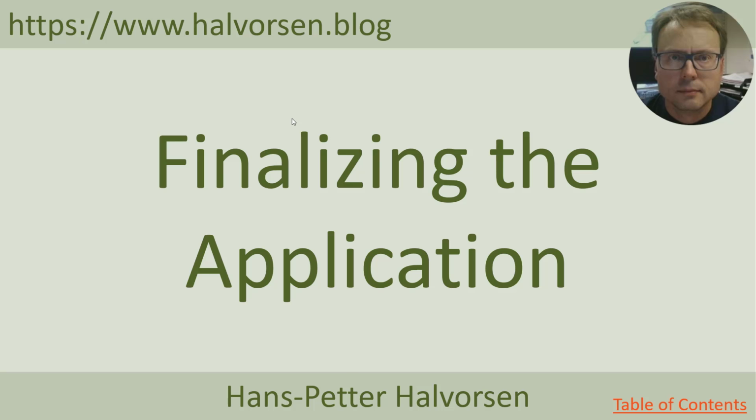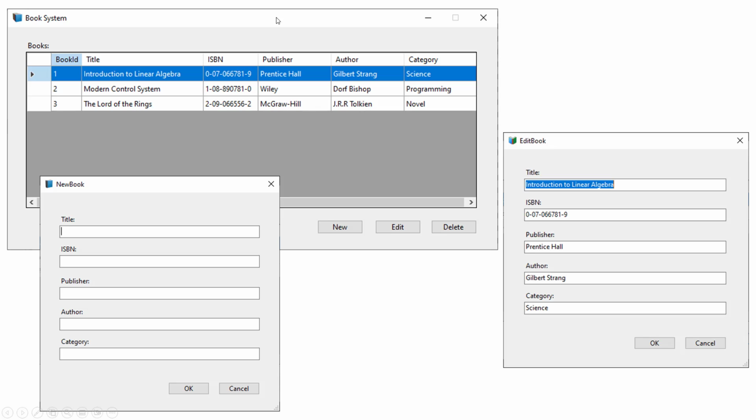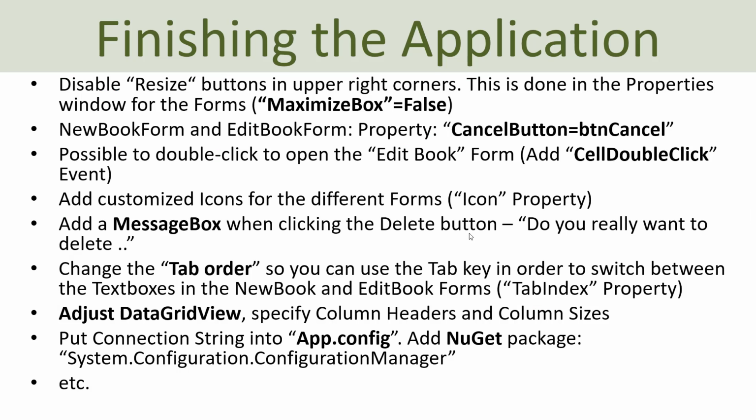So now we have created a fully working CRUD application, but typically we need to do some polishing in order to make the application have this professional look and feel. So basically we have created these 3 forms. The main form where you have a list of books, then you can click new in order to open the new form, edit in order to edit an existing book in this list, and then finally delete. But there are lots of improvements to make in order to make this a more professional application. Here are some examples.